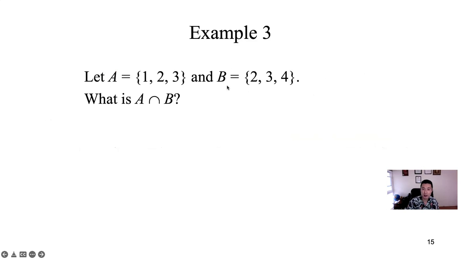Event A is 1, 2, 3, event B is 2, 3, 4. What is A and B? Again, half circle facing down is and. So both A and B occurring is 2 and 3. So A and B will include 2 and 3. So that's union and intersection.